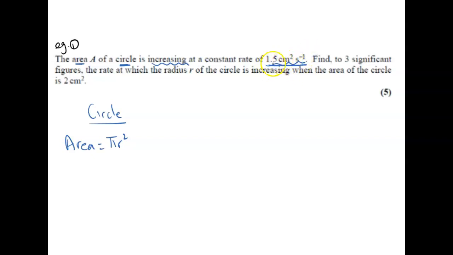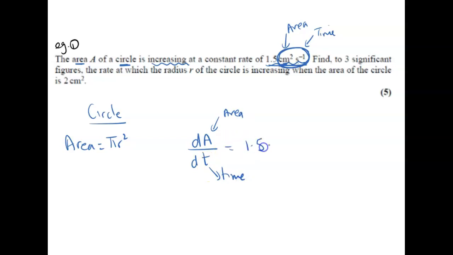Looking at this value 1.5 with respect to this is actually so important. This is telling us centimeters squared is area, right? And second minus 1 simply means time. So this line of information is really telling me the dA/dt, which is the rate of change of area with respect to time measured in seconds, is 1.5. So that is our first line of information.